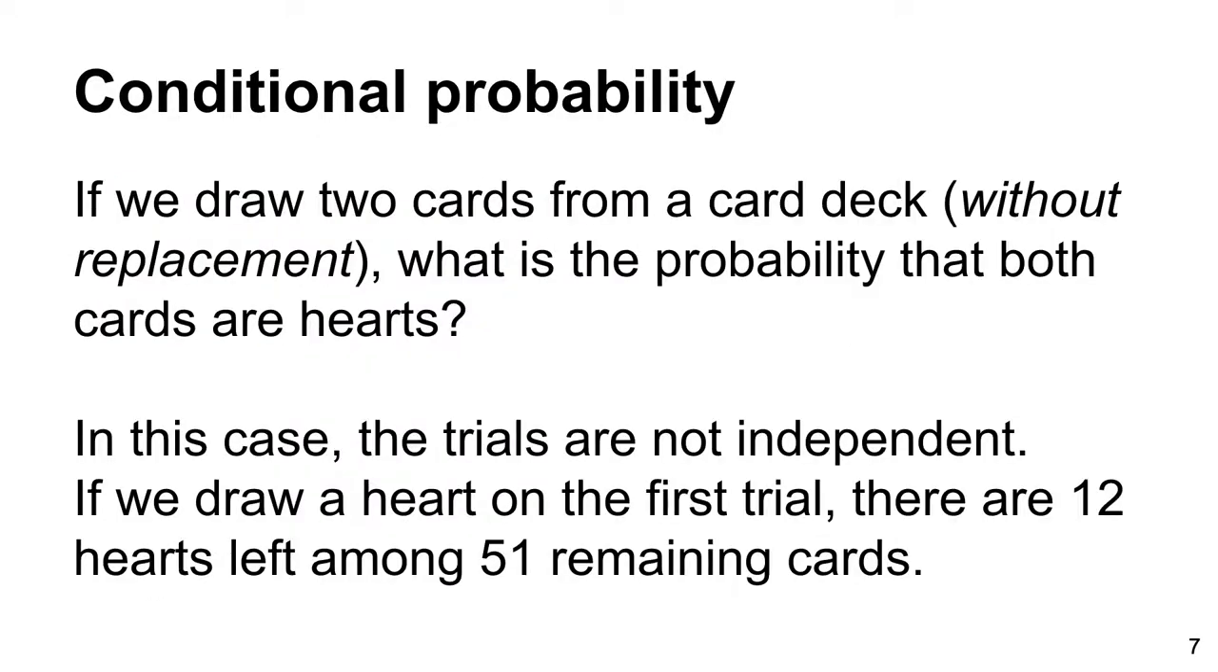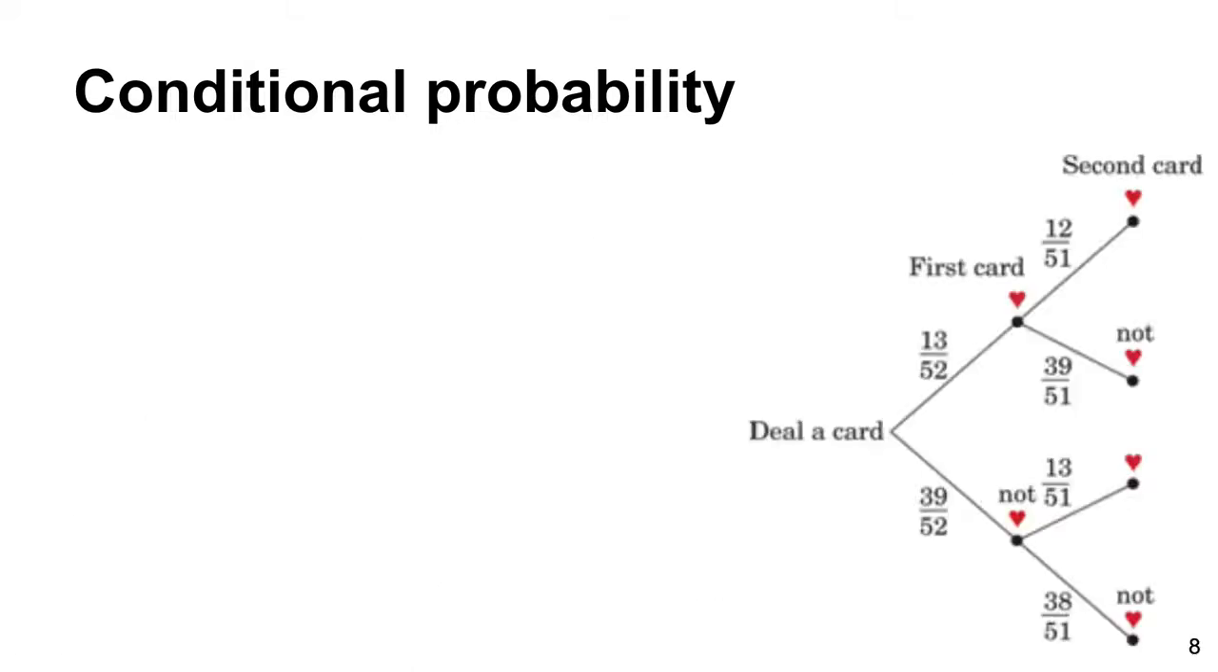If we draw 2 cards from a deck without replacement, what is the probability that both cards are hearts? In this case, the trials are not independent. If we draw a heart on the first trial, then there are only 12 hearts left among the 51 remaining cards. So the fact that I drew a heart on the first trial changes the probability that I get a heart on the second trial. Let's see how that works in a tree diagram.